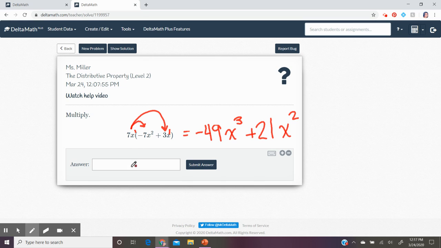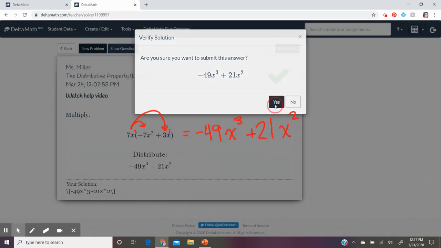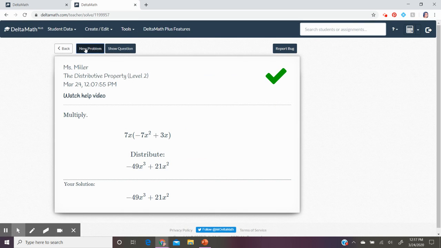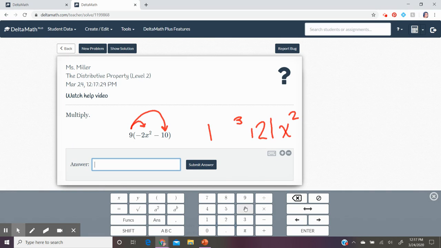So again, when we type in our answer, negative 49x to the third. Now I use my down arrow, plus 21x, again, Shift 6. If you need to, there's also this button right here that's your keyboard. Notice that that will also help you.